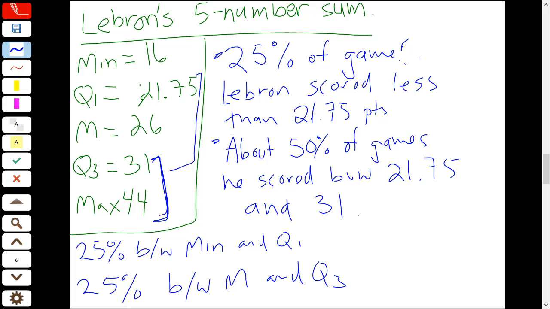All right, so 5-number summary is great because it gives you a sense of the spread of the data and the shape of the data. Let's look at some of these.